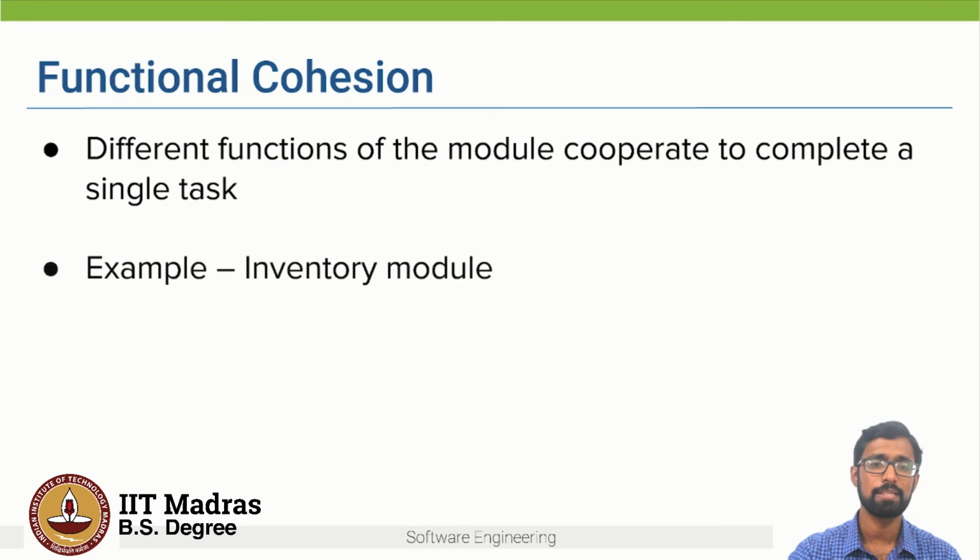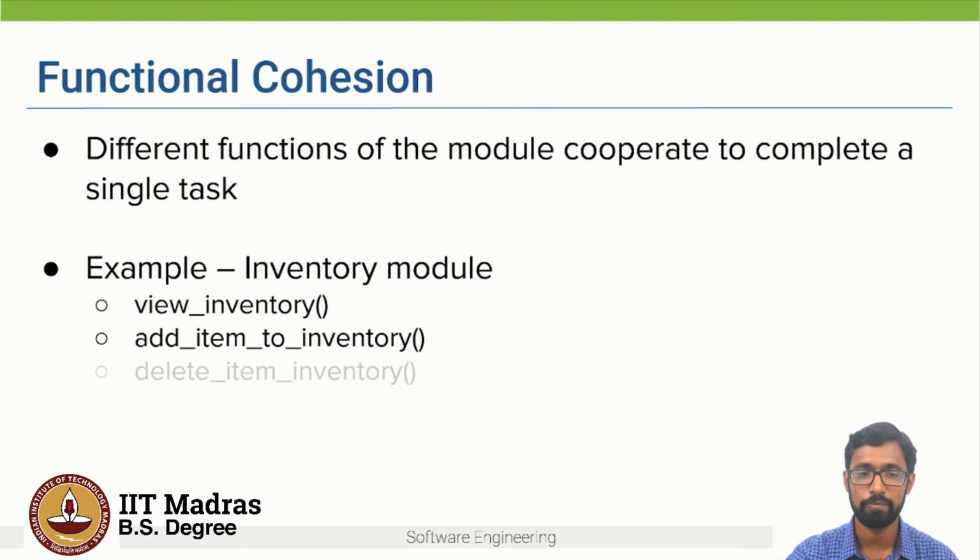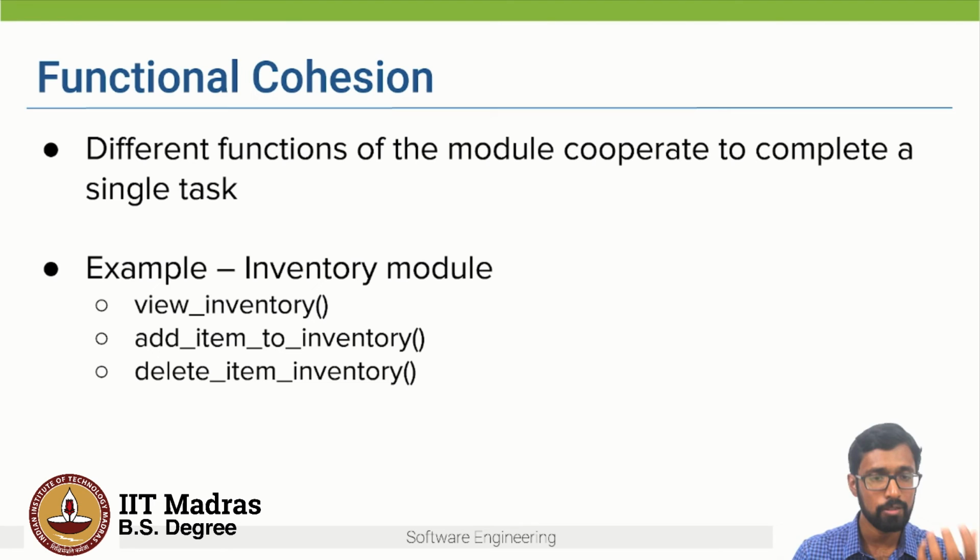Let's take the example of the inventory module in the seller portal. If this module has functions like view inventory, adding item to an inventory, and deleting item from an inventory, all of these are functionalities related to inventory management. And hence we say that the inventory module has good functional cohesion.